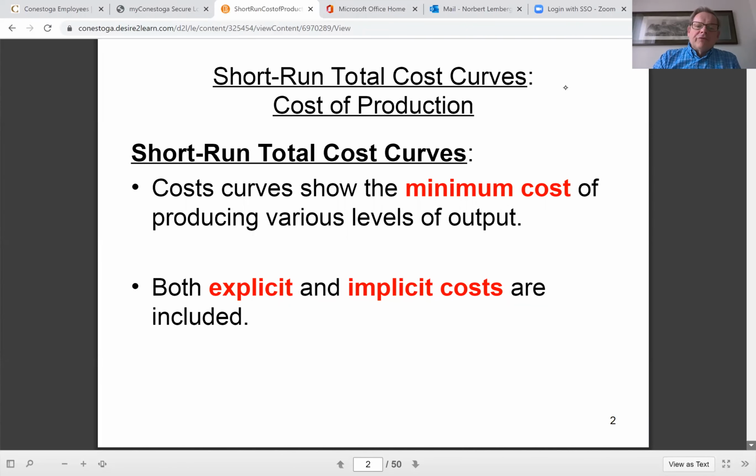So the short run total cost curves show the minimum cost of producing various levels of output. You'll have to recall that in the section on the theory of production, we said we are using the best production techniques available. So they'll come in at the lowest cost, the minimum costs. We're going to be interested in both the explicit and the implicit costs.